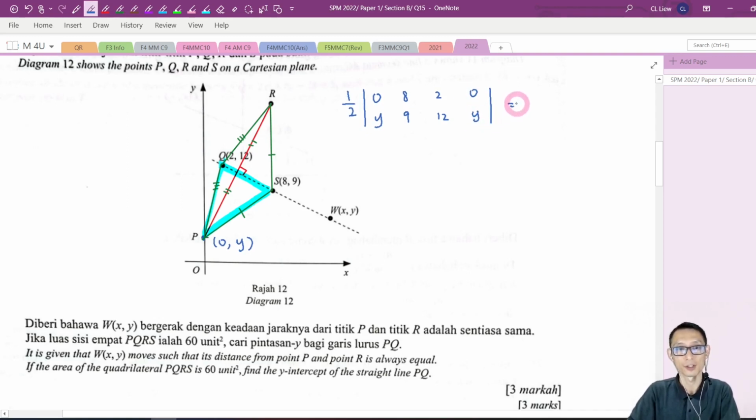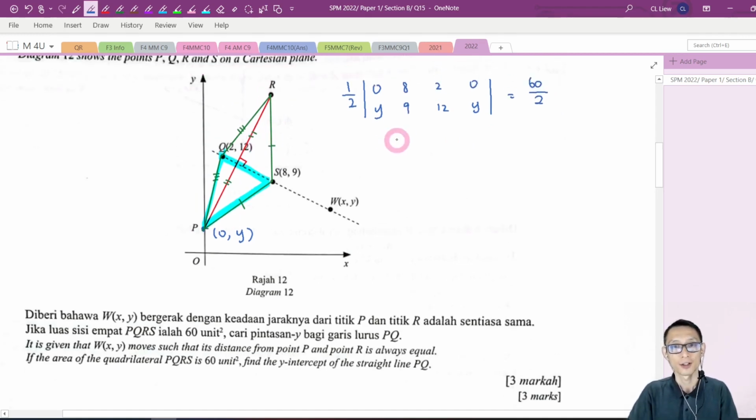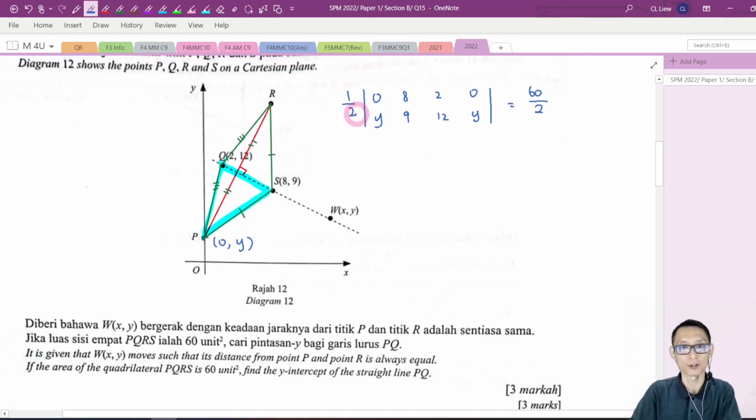Okay, now this will be equal to 60 divided by 2. This is 30, here is another 30. Total up, the area for this quadrilateral is 60. Okay, so now I just times 2 over here, then it becomes 60.